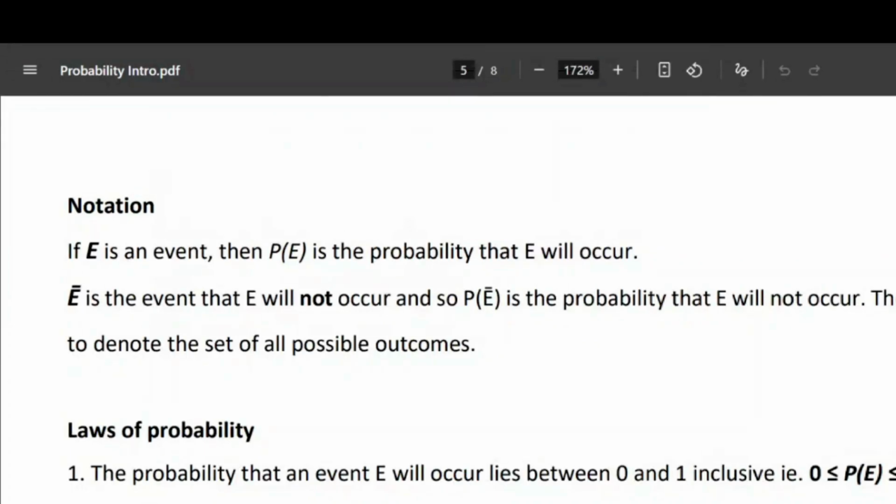And remember, we talked about complement. If E will not occur, then it's the elements that are not part of E, and they are the complements we earlier talked about. So E prime or E bar is the event that E will not occur. And so the probability of E not occurring is the number of elements that are not in E divided by the total number of elements in the universal set.